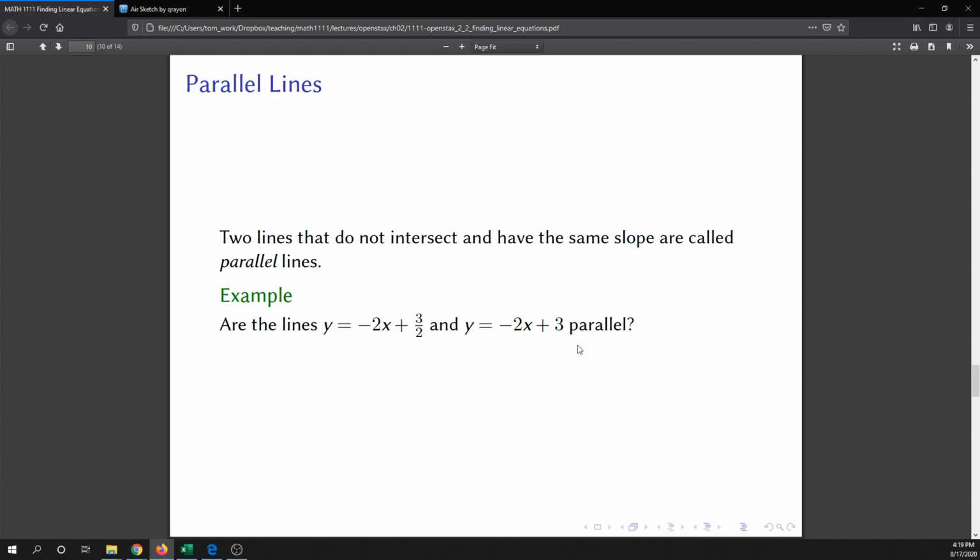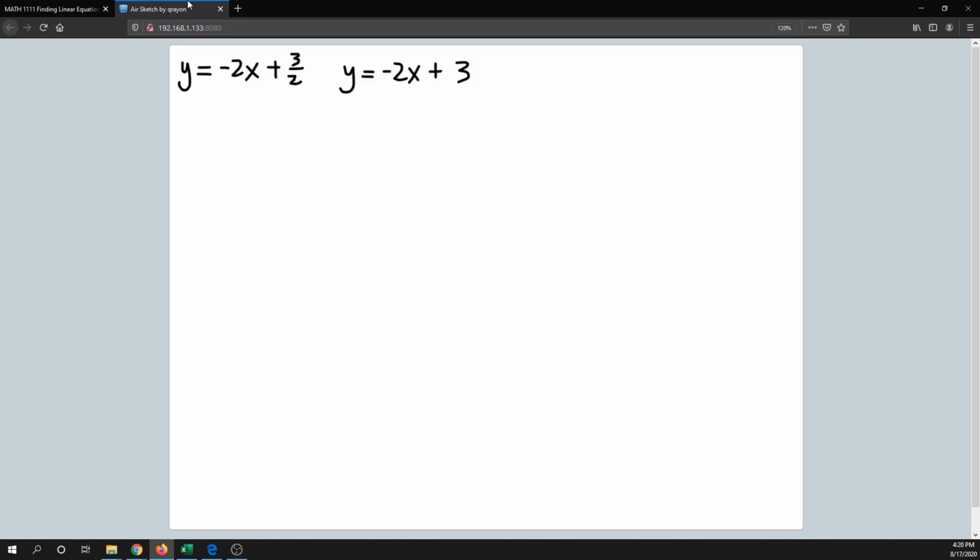So what we'll need to do is determine the slope of each of these lines. If you look at the first line, y equals minus 2x plus 3 halves, this line is written in the slope-intercept form, y equals mx plus b. And same thing with the other line. They are written in that form exactly, y equals mx plus b.